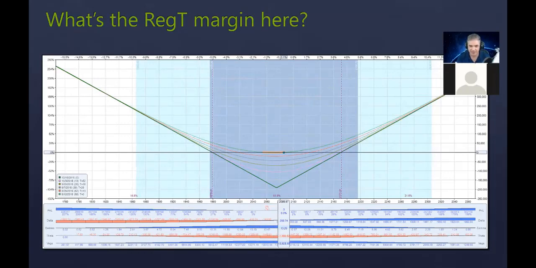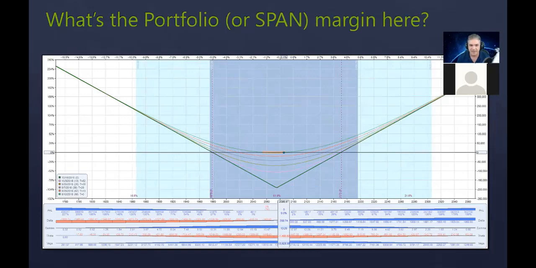So look at this trade. This is obviously a long straddle. What is my RegT risk? That's easy, right? I just look at the bottom there. It's close to $200,000. This is like a 20 contract long straddle, something like that, right? But if I now said, what is my portfolio margin for this trade? Who would like to take a guess? What's my risk?